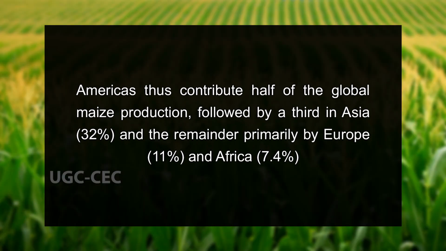The global maize area is primarily located in the Americas and Asia, with over a third each, followed by Africa at a fifth, and Europe with a tenth. Maize also shows marked yield differences between regions. The Americas thus contribute half of the global maize production, followed by a third in Asia, that is 32%, and the remainder primarily by Europe, 11%, and Africa, 7.4%. There is a substantive heterogeneity within each of the continent regions.